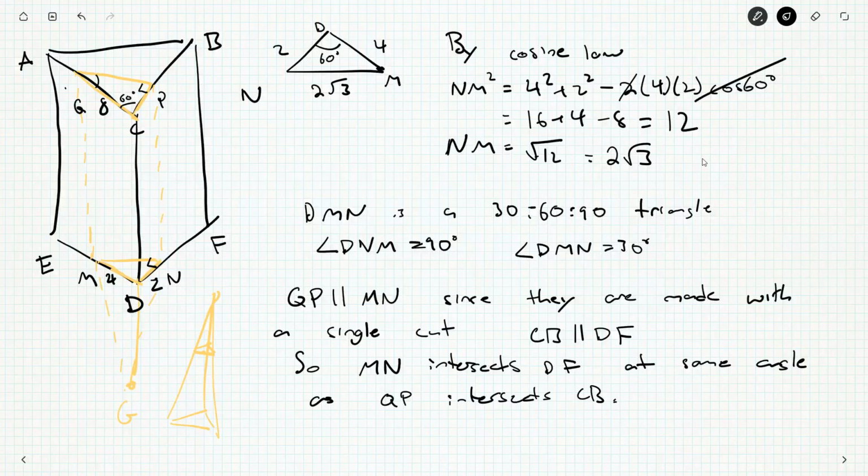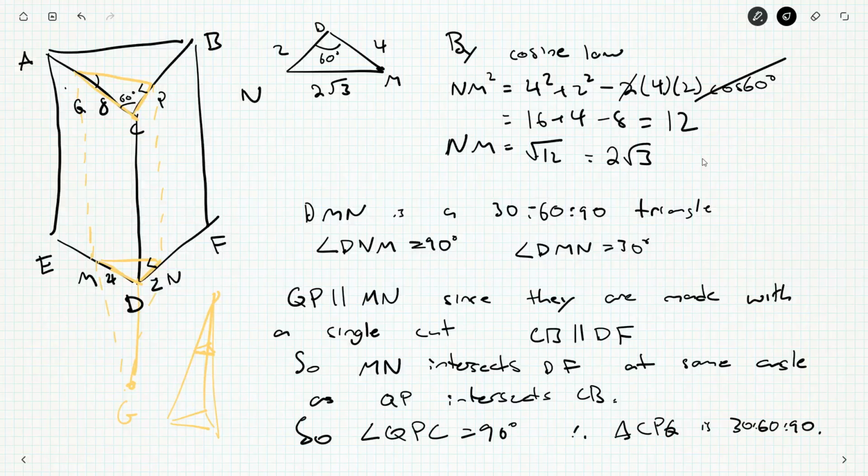I think this is a fine argument. You could probably make a nice little argument that this sheet of paper is perpendicular to this sheet of paper. At one point, it's got to be perpendicular at all points. But ultimately, that tells us that angle QPC is 90 degrees, and therefore triangle CPQ is 30, 60, 90.